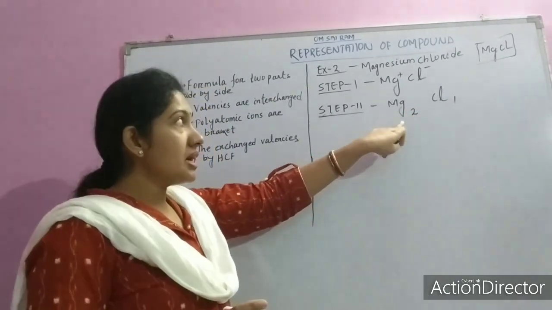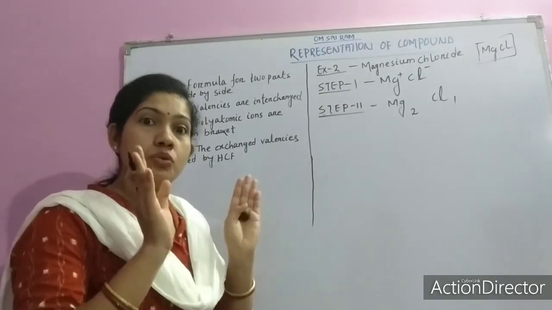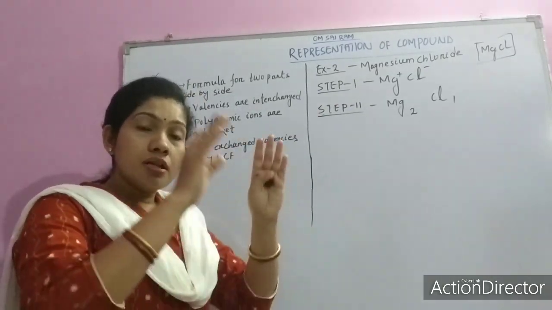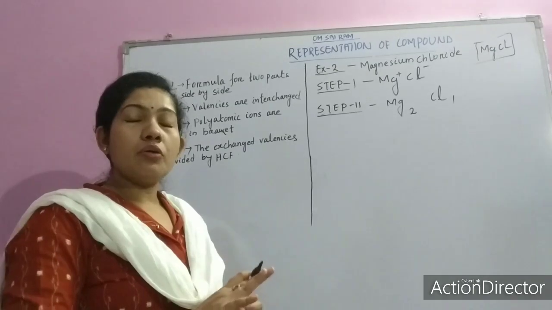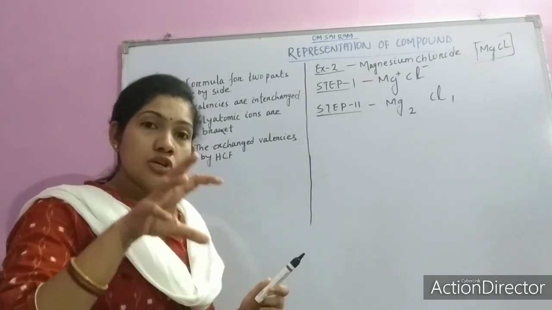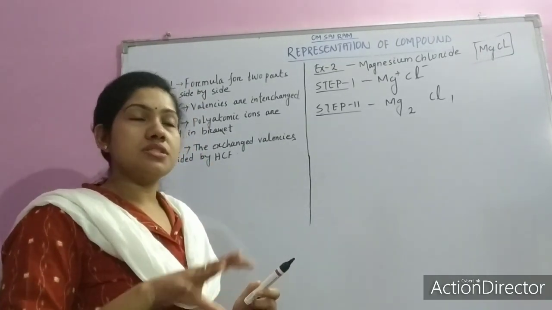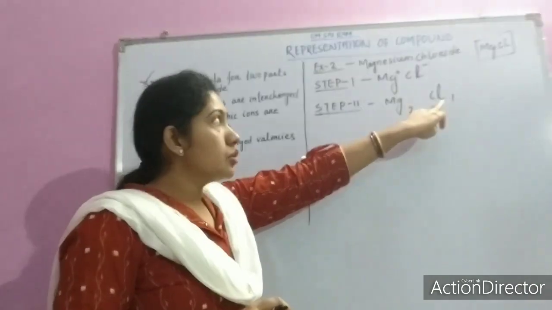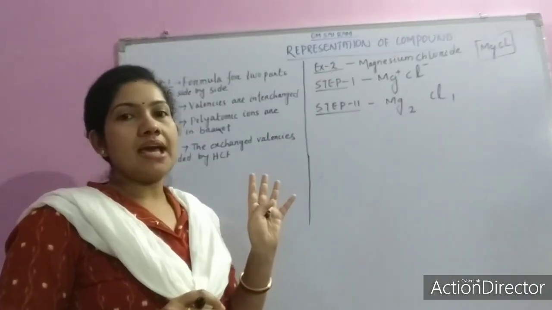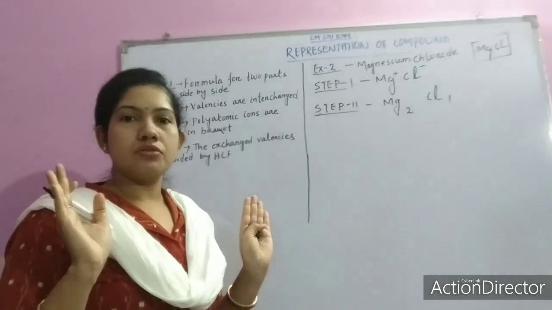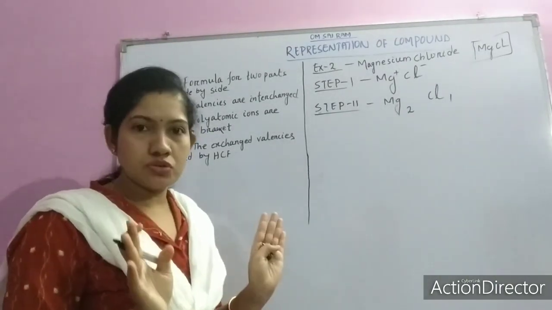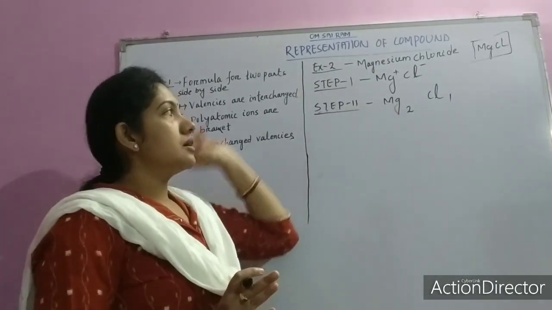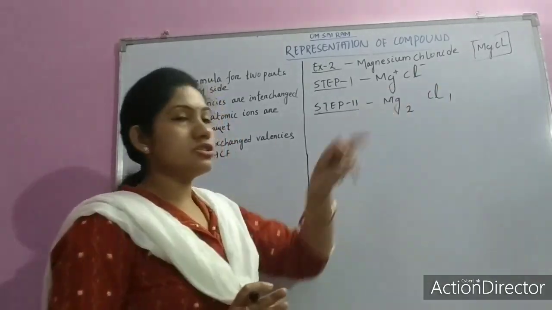So why will magnesium lose 2 electrons? To get stabilized, it should have 8 electrons in its outermost shell. But chlorine can be stabilized by gaining only 1 electron. Already we have discussed this part, so I am not going through the details. So here the valency of magnesium is 2 and the valency of chlorine is 1.